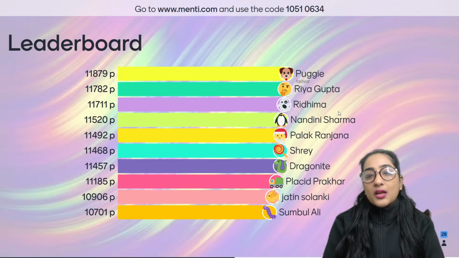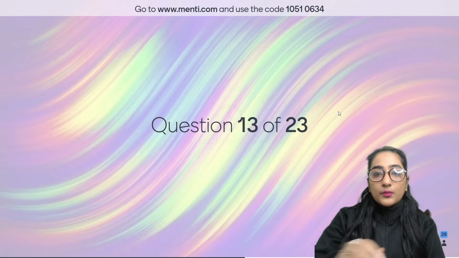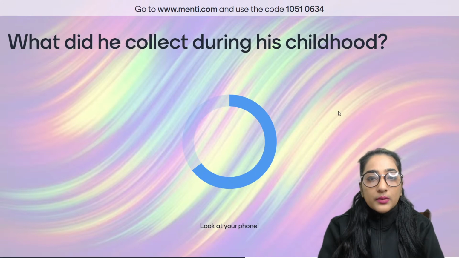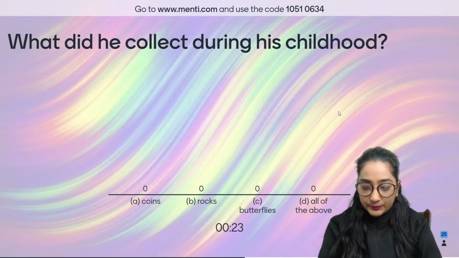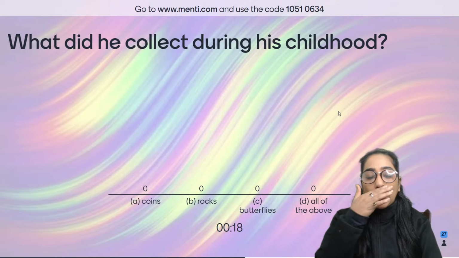Now we are moving to the next question. Question number 13 on your screen. So what did he collect during his childhood? What did he collect, everyone? Coins, rocks, butterflies, or all of the above? What is the right answer? 24 more seconds for everybody. What did he collect during his childhood? Everyone knows this so well. We are talking about his kindergarten days. So what is it?